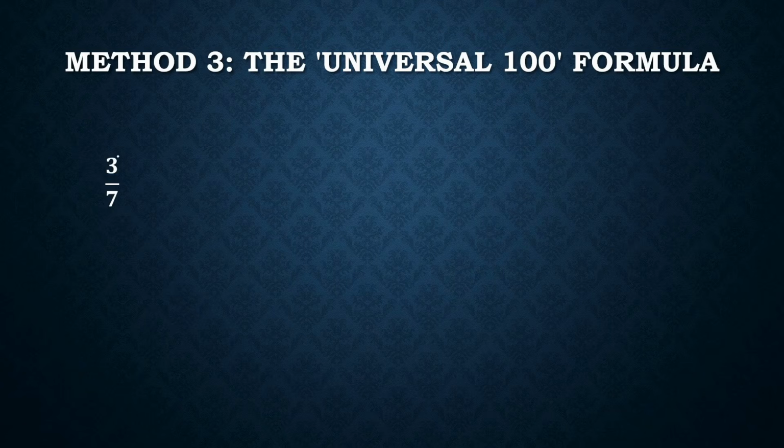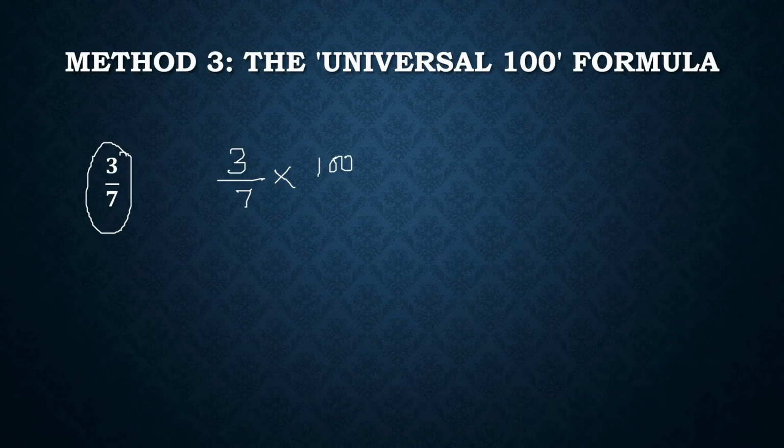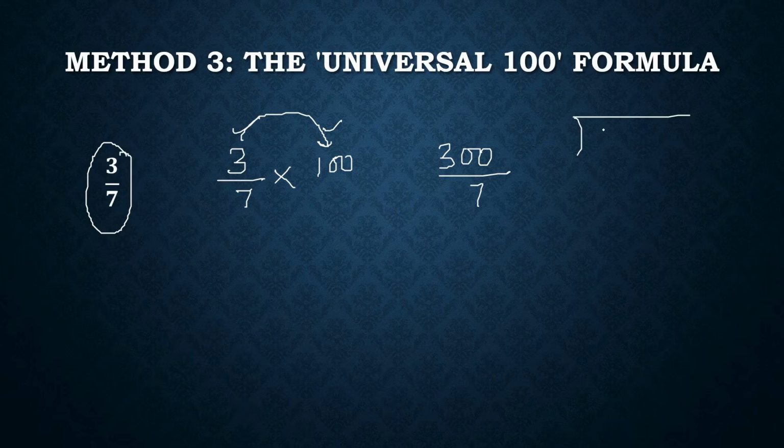The third method is the universal 100 formula. That is, it is for those fractions which we cannot convert the denominator as 100. What to do with those fractions? Either you can apply the second method or you can simply multiply your fraction with 100. So as you remember, whenever we multiply a fraction with a whole number, we just need to multiply the numerator with the whole number. So it will become 300 by 7. And then we are going to follow the long division method. That is 300 divided by 7.